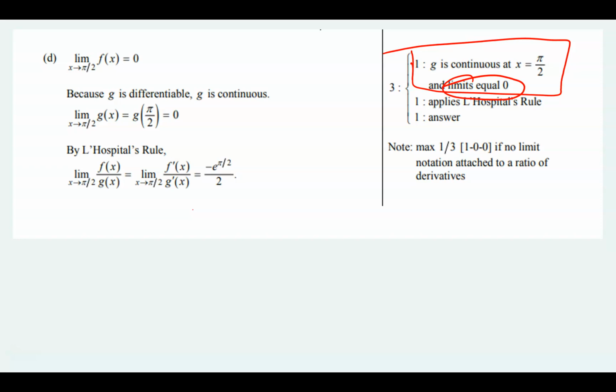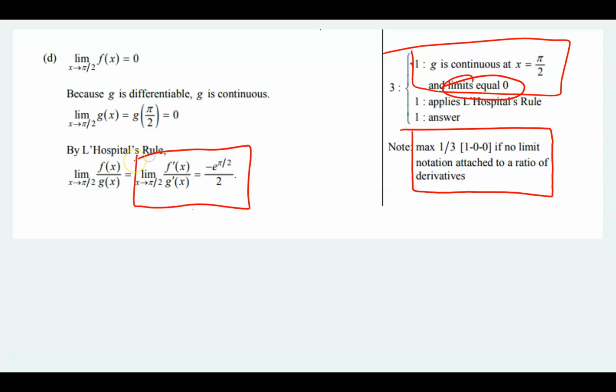But obviously you can't get the answer without that first point. But notice the limit as x approaches pi halves of f over g is the limit as x approaches pi halves of f prime over g prime. And either one of these is actually okay. You don't have to have both. But what it's saying there, if no limit notation is attached to a ratio of derivatives, if you just wrote f prime over g prime, that's clearly using L'Hopital's rule. You get that middle point, but you don't get any of the others.